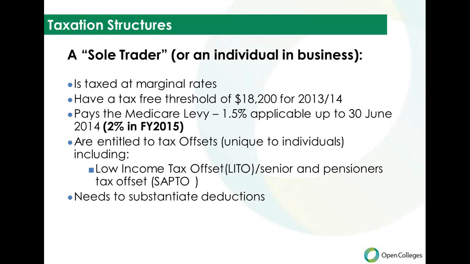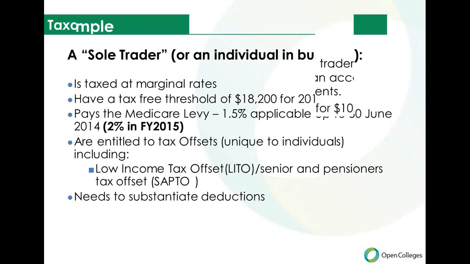Now you'll see a lot of the individual tax side of things in the other unit that we just mentioned before, which is FNSACC601B. Okay. So just to be aware of that, something to consider in that unit as well. So here's a simple example.